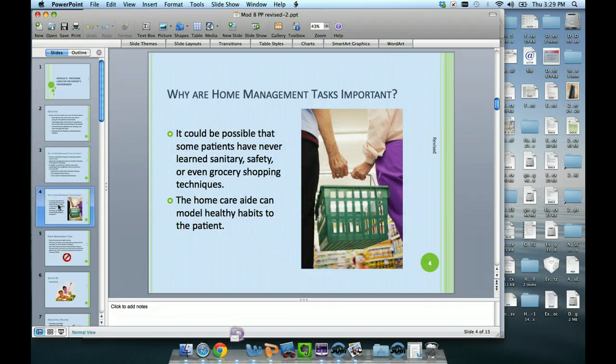So why are these tasks important? Sometimes we feel like they're burdensome, but it gives us an opportunity to educate our patients and set good examples. So some of the things that we're entrusted with are to help our patients with personal hygiene, their ability to communicate, nutrition and food preparation, and organizational skills.